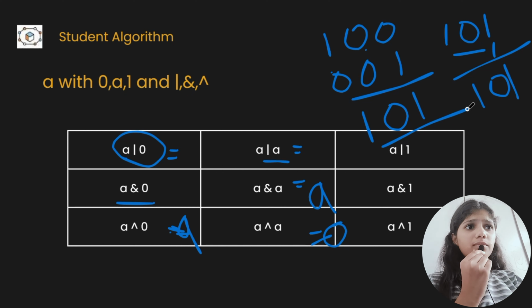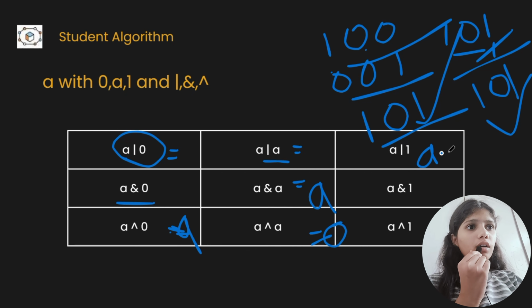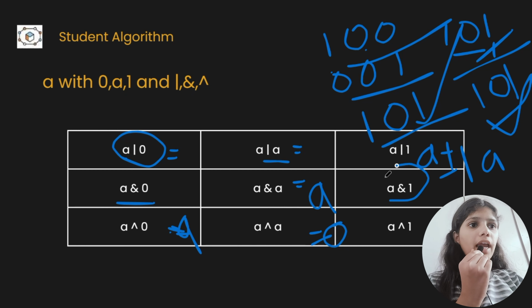This is leading to some confusion, right? Here we got 1 0 1, here we got 1 0 1. So the problem is, when we perform A OR 1, it gives two results, one for odd numbers and one for even numbers. For even numbers, it gives you A plus 1. For odd numbers, it gives you A. Like if you perform 0 OR 1, it gives a different result, and for odd numbers it gives different results, right?